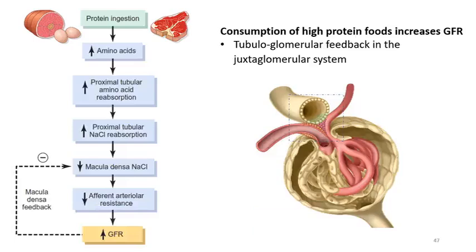Consumption of high protein foods increases GFR somehow by deceiving the juxtaglomerular apparatus. What is the mechanism behind this? How does high protein consumption increase GFR at the level of the glomerular capillary? It is the role of tubuloglomerular feedback.